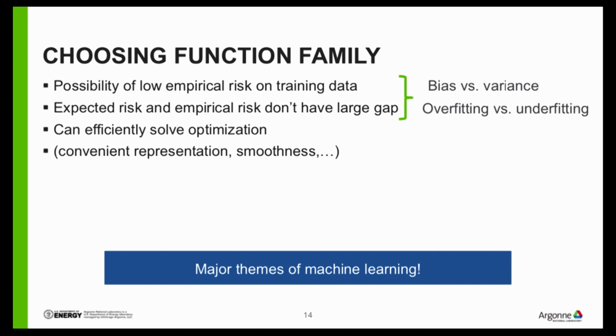So you could call this bias versus variance or overfitting versus underfitting, and I have more on the next slide about that. But also when you're picking a family of functions to optimize over, you want to make the optimization problem easy. So you might want to pick a convenient representation of the functions, and you might want something like smoothness.